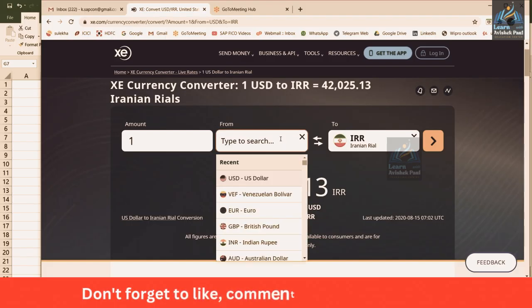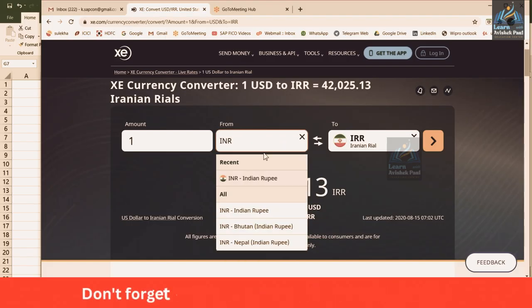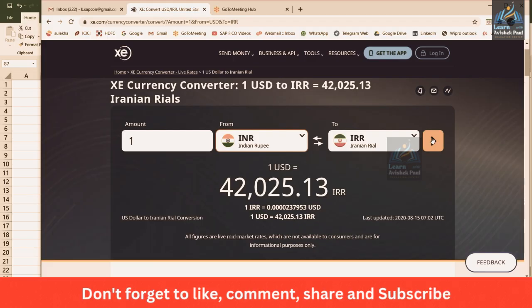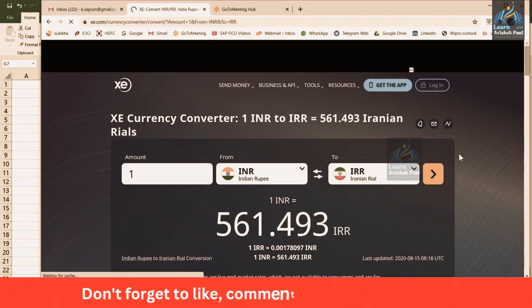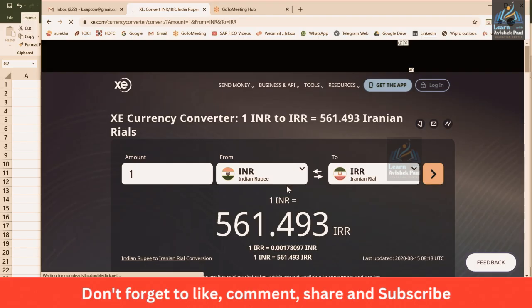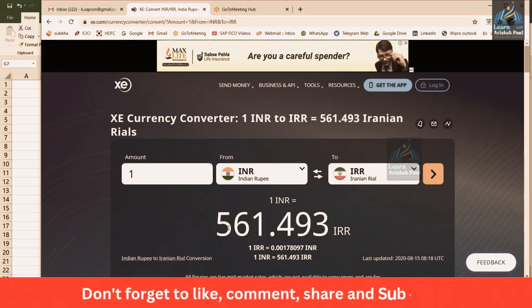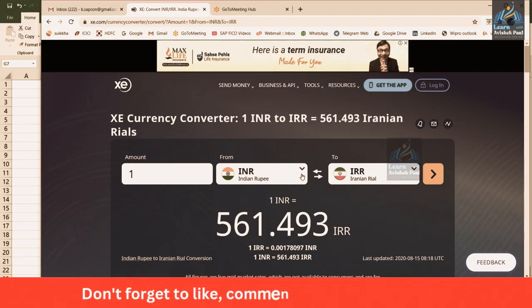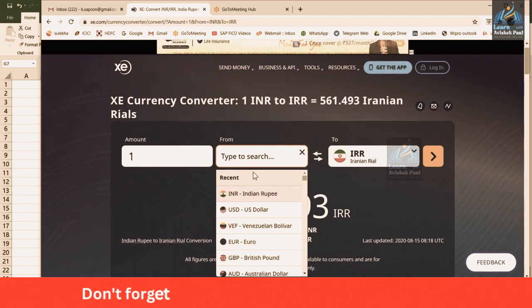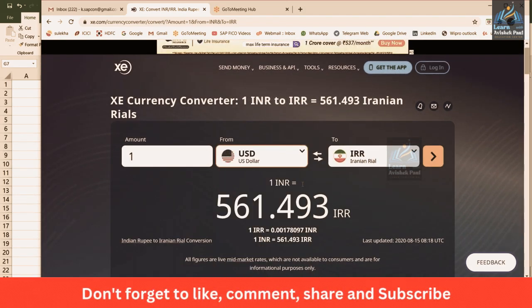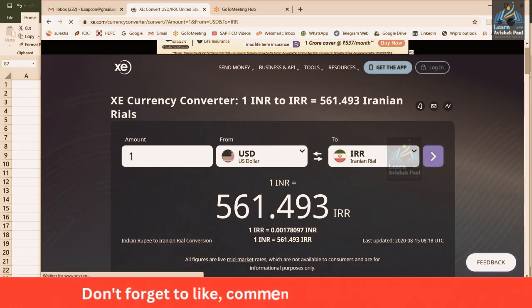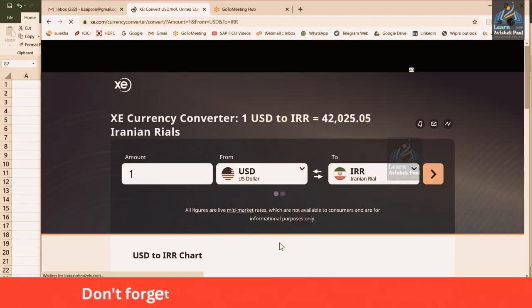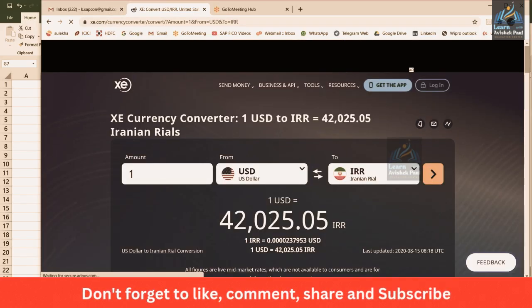One INR equals how many Iranian rial? Let me check. So it is 561. 561 can be maintained easily. Instead of 561, we can maintain easily into SAP. But if you talk about USD, guys, this is not possible. This USD versus IRR, if we are going to maintain this rate, then this rate is very high. This rate is very high.